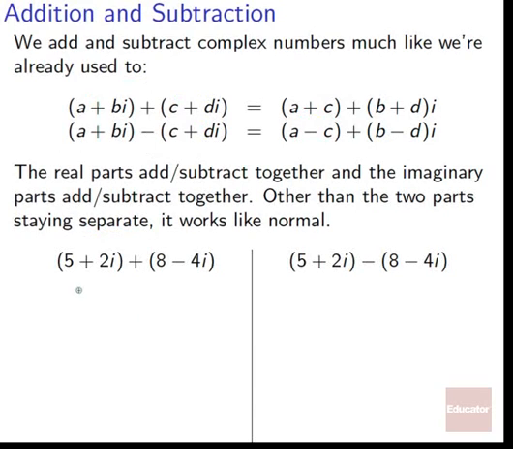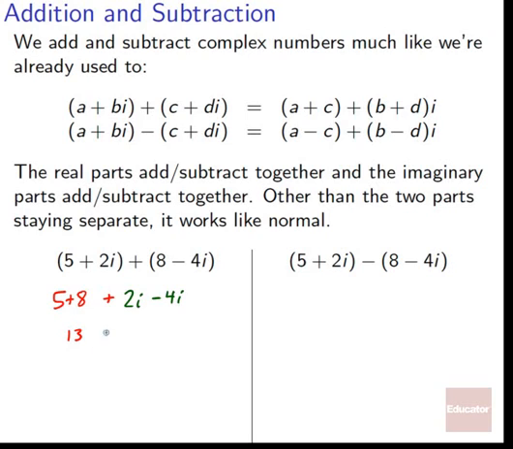Let's look at two examples. 5 plus 2i plus 8 minus 4i. Our 5 and 8 will be able to interact together because they're both real numbers. Let's color code that just so we can see exactly what's going on. With red representing reals again, we have 5 plus 8, and then plus our imaginaries, 2i minus 4i. 5 plus 8, we get 13.